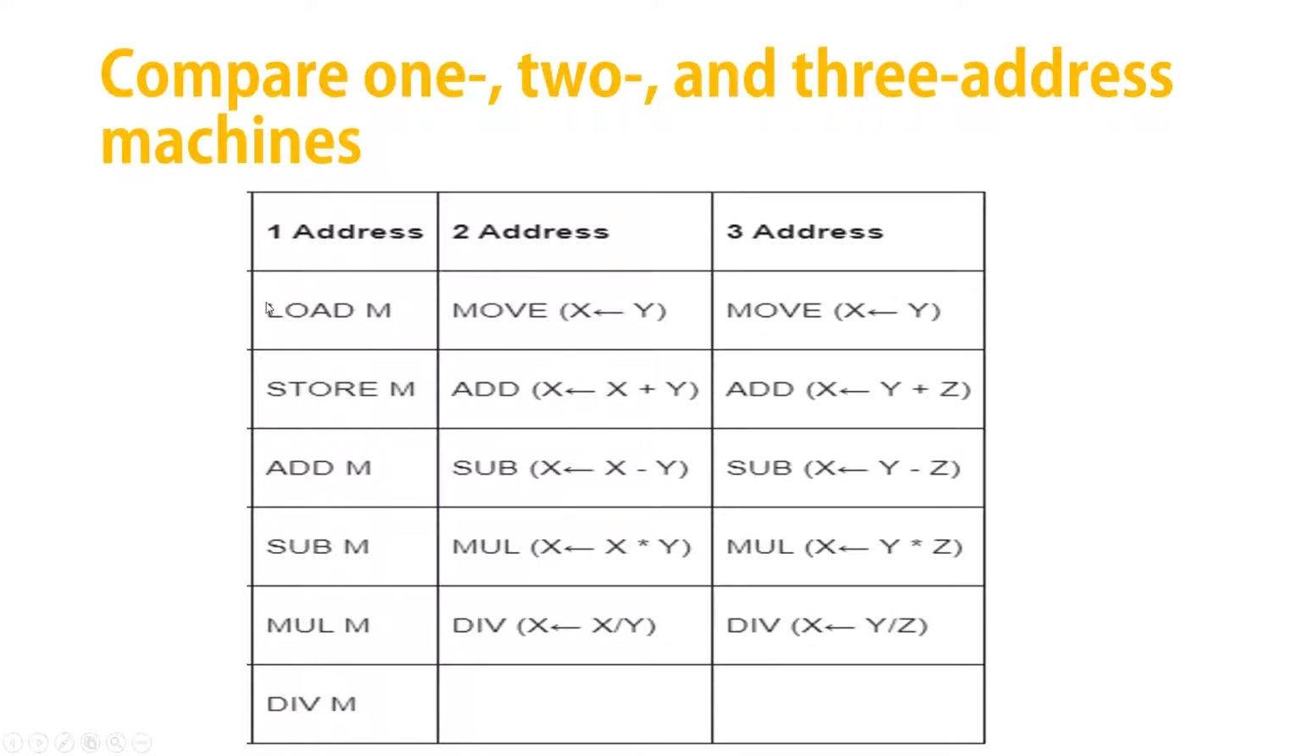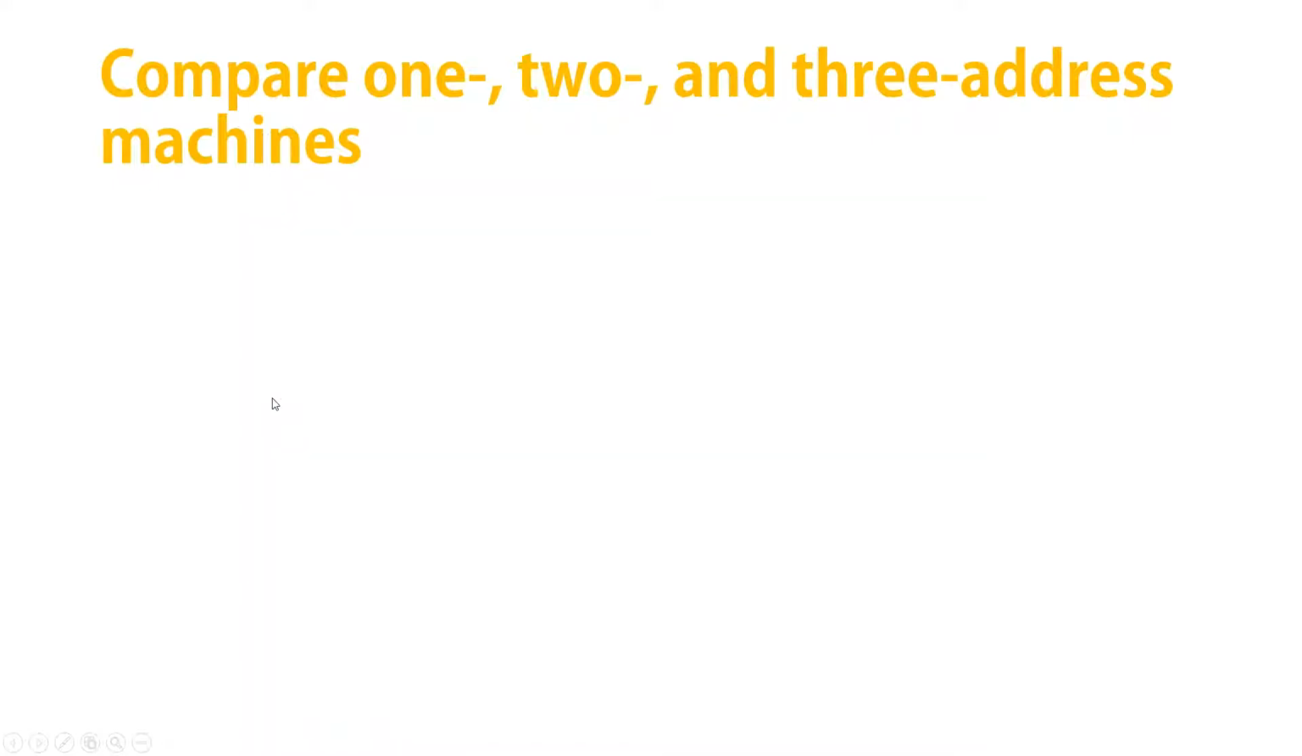For one address machine, it's a little bit different because all the arithmetic operations should be done inside the AC register. So we use load to load the data from the memory inside the AC register, and store, we use it for saving the data from the AC register to a specific location at the memory.